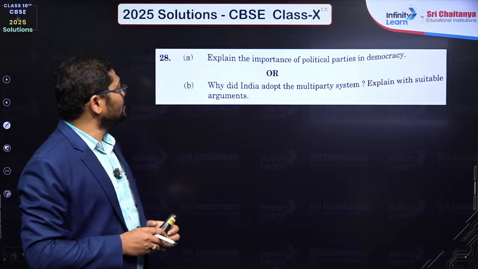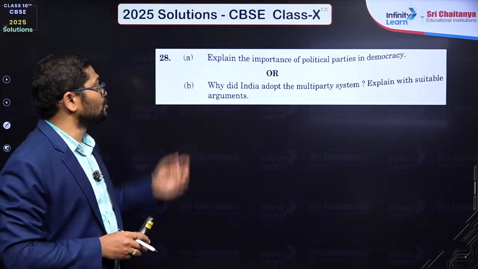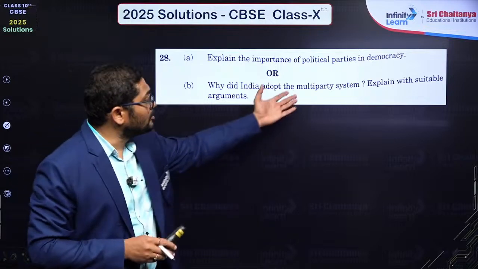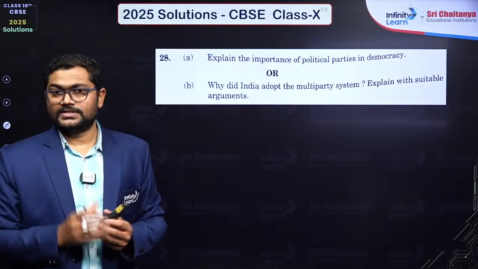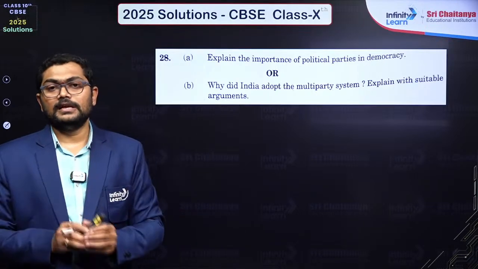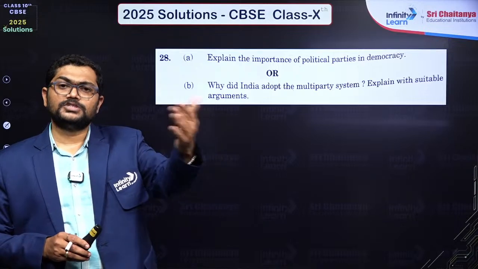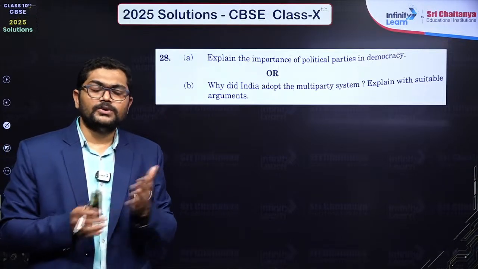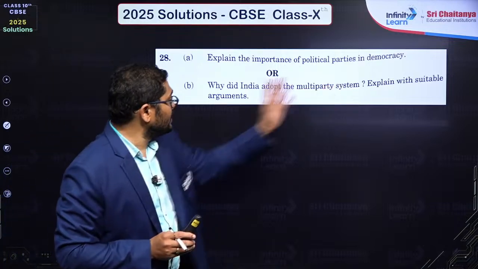Then we have 28B, why did India adopt the multi-party system? Explain with suitable arguments. Whenever we talk about the number of political parties in a country, it is not fixed. We have the one-party system, we have the two-party system, and then we have the multi-party system. Normally whenever we talk about the one-party system, we talk about China. For the two-party system, we refer to the USA and the UK. Then for the multi-party system, we refer to India.